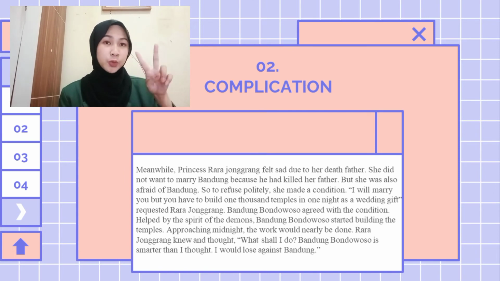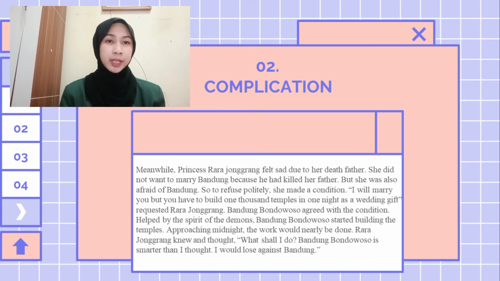And part 2 is complication, and the complication is: meanwhile Princess Rorojongrang felt sad due to her dead father. She did not want to marry Bandung because he had killed her father, but she was also afraid of Bandung. So, to refuse politely, she made a condition. "I will marry you, but you have to build 1,000 temples in one night as a wedding gift," requested Rorojongrang. Bandung Bondowoso agreed to the condition.